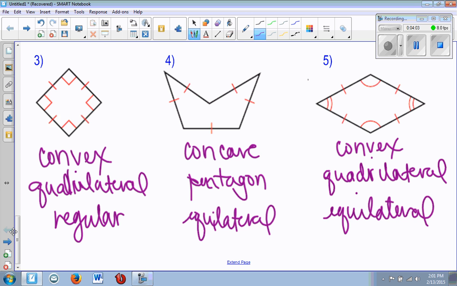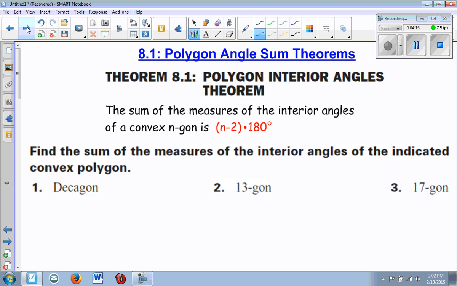The entire front side of this sheet is all vocabulary. You are going to need to know the vocabulary. So when I say the word decagon, you know that that automatically means 10 sides. On the back side, we are going to get into more specific things about polygons. We're going to talk about all of their angles. So we're going to talk about the interior angles, and we're going to also talk about the exterior angles.